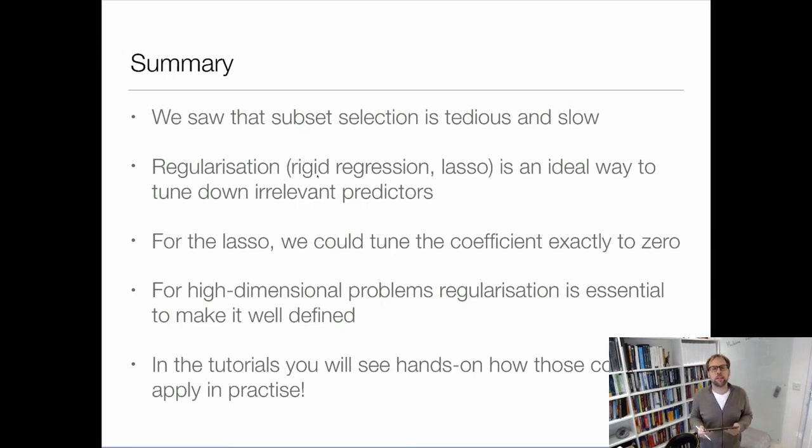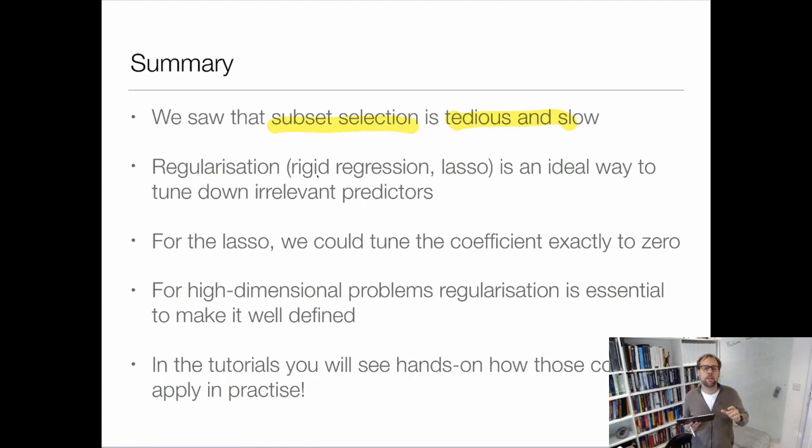So this brings us to the end of today's lecture, and just to give a very brief summary, the first thing we did was to look at subset selection, how we can manually look at all possible combinations of predictors and decide which ones we want to use and which ones not to use. But this was a very tedious process and was also very slow, especially if you do full subset selection and not one of the greedy approaches.